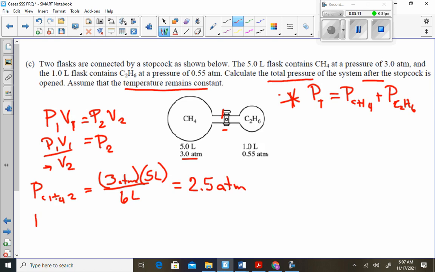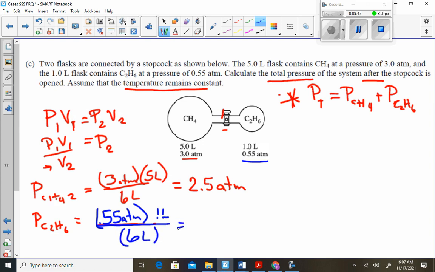Now, if we want to find the P2 of our C2H6, we do the same thing. And so our original pressure, our P1, is, let me do that one in blue, 0.55 atmospheres. And our original volume is only 1 liter. But our new volume, when we open the stopcock and have all of that, is 6 liters. So when we divide those two numbers, we get 0.092 atmospheres.